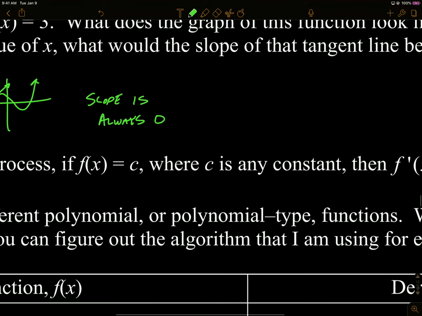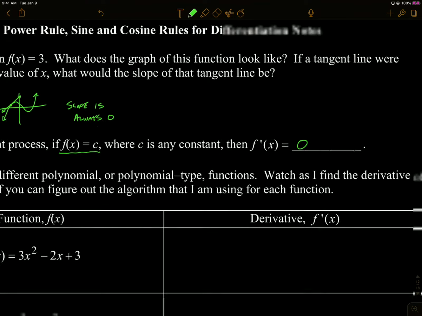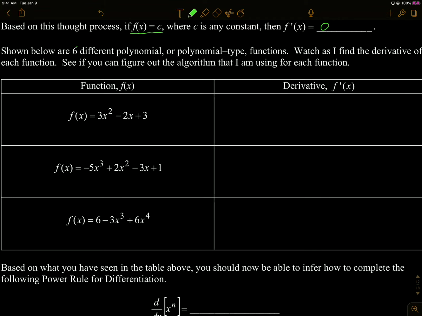So our rule is going to be, if we have f of x equals a constant, any constant, then the derivative is always going to be 0. Okay? So shown below are 3 different polynomial functions.